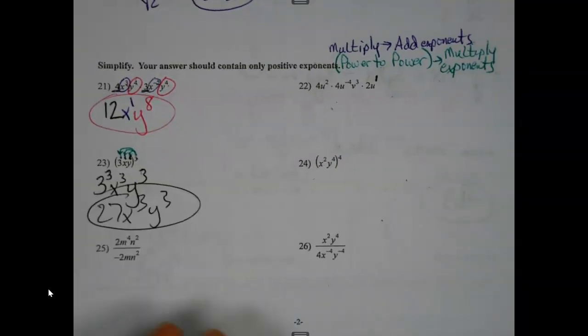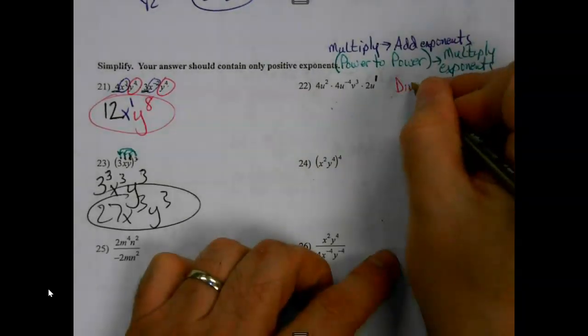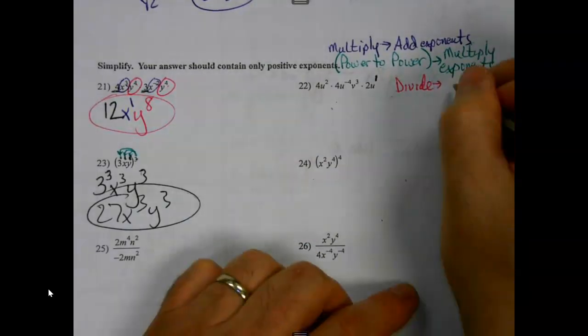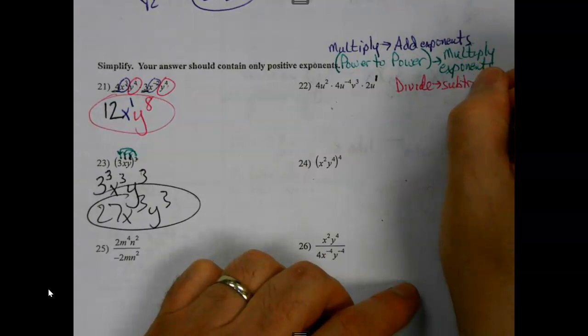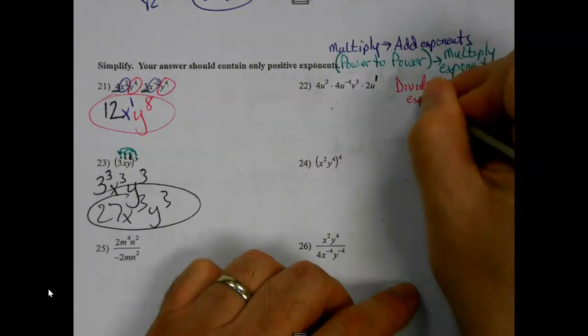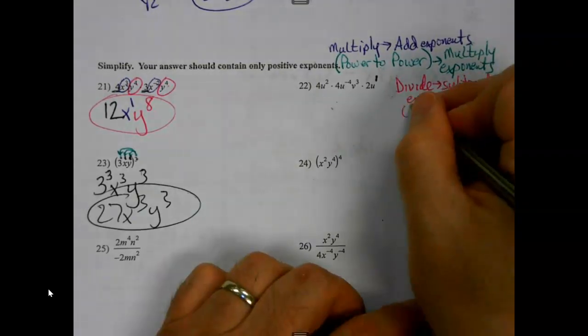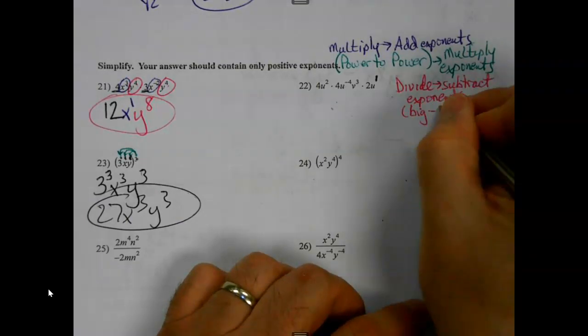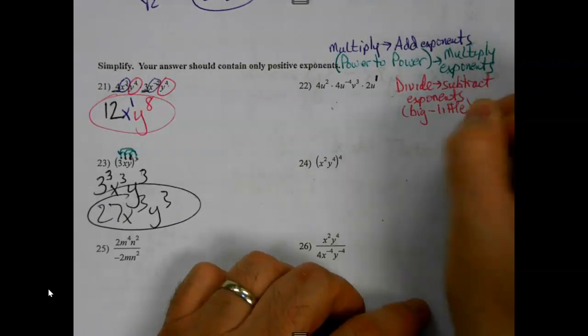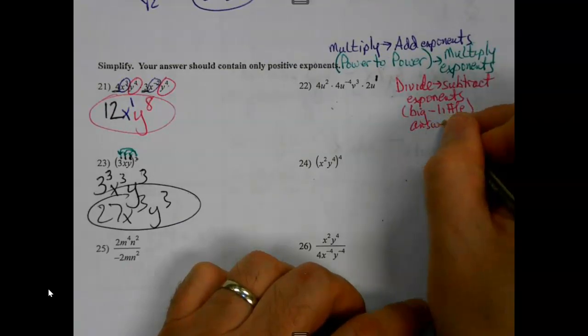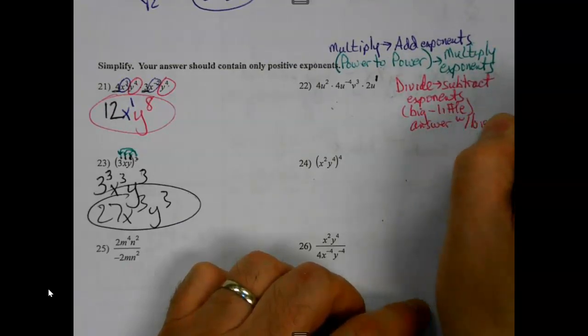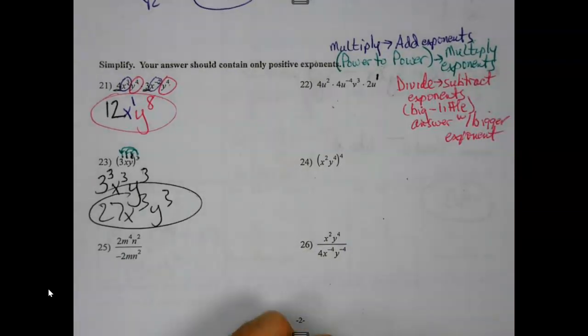One more rule. The bigs, we still do what we see. But here, if we're going to divide, we're going to subtract the exponents. Big minus little. Answer with the bigger exponent. So we'll break this down in a second. I know that's a lot to write down, but division has a lot of interesting stuff going on.